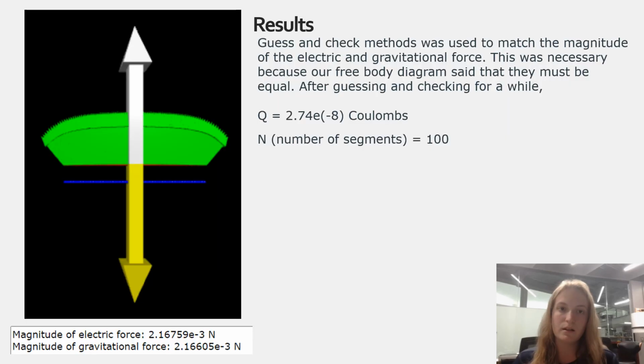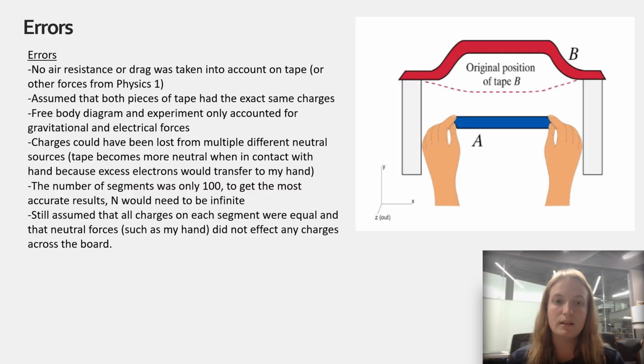And so these are just the results, and basically what the coding did was that I guessed and checked the Q until the magnitudes of electric force and gravitational force were the same, and that ended up being that Q is equal to 2.74e-8 coulombs, which I also calculated earlier. So thankfully those two linked up, but because of our free body diagram, I knew that the electric force and gravitational force had to be the same, and so I just kept guessing and checking Q until it finally worked out. So most of the errors here are going to be the same as lab 1.